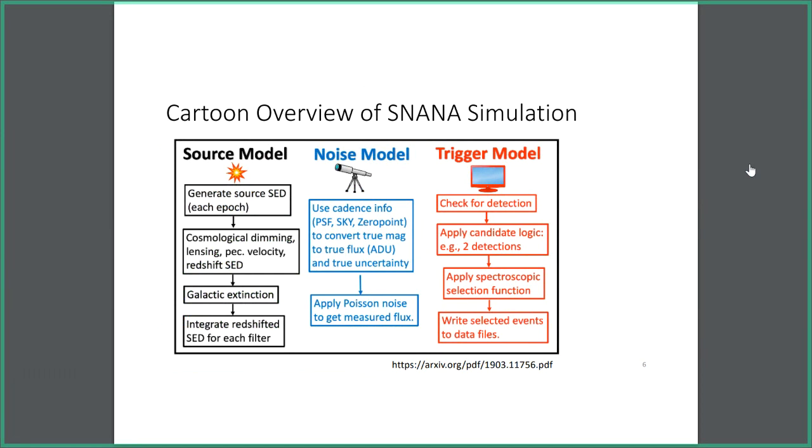And then finally, on the right, there's some trigger model. And for LSST, for example, it's a single detection. I'll show you a bit more what the trigger model is later. Usually it's two detections. LSST is rather bold, triggering on a single detection. We'll see how well that works. Next slide, please.